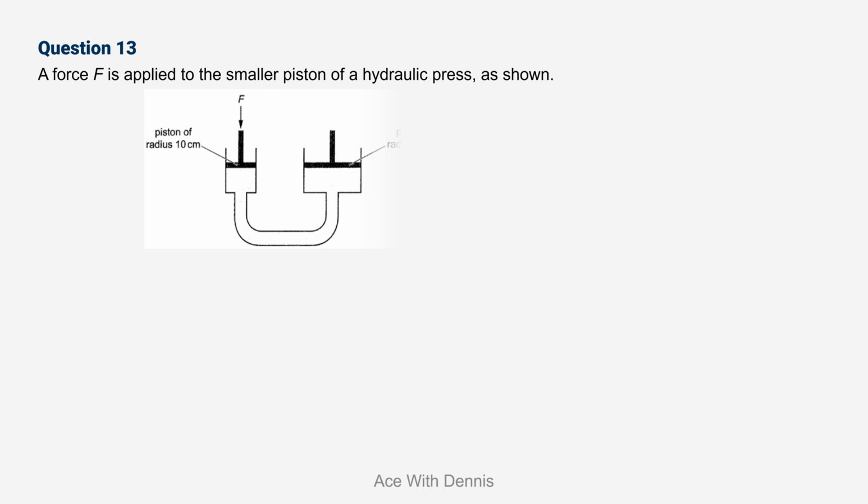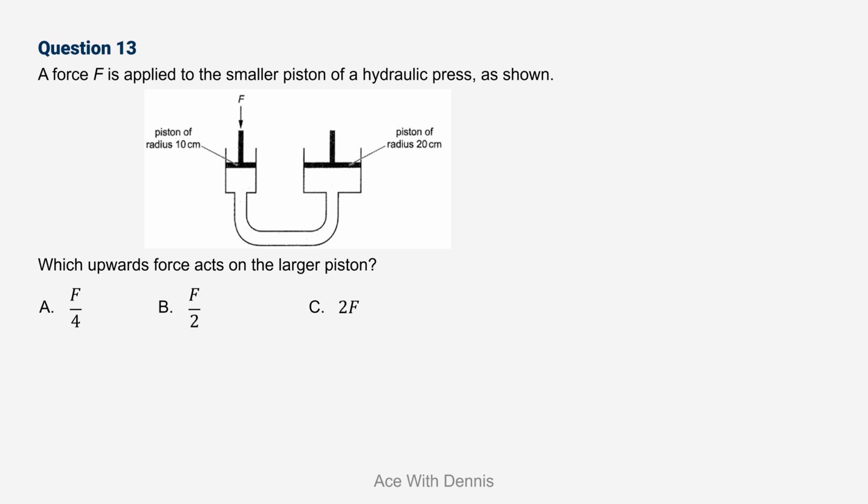Question 13. A force F is applied to the smaller piston of a hydraulic press as shown. Which outward force acts on the larger piston? A. F over 4. B. F over 2. C. 2F. Or D. 4F. Okay, so to answer this question, we need to calculate the outward force acting on the larger piston.